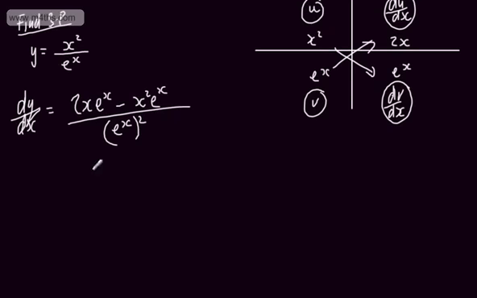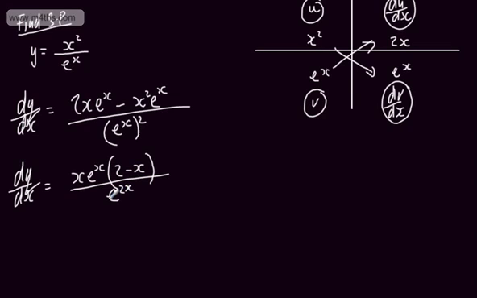We know e to the x multiplied by e to the x is e to the 2x. So let's do a bit of tidying. So dy by dx, firstly we can take out a common factor of x e to the x. That will leave me 2 minus x, and then we will have this over now e to the 2x. So doing a bit of tidying, we can divide numerator and denominator by e to the x. So dy by dx will be equal to now x times 2 minus x divided by e to the x. So all I've done is divided there.